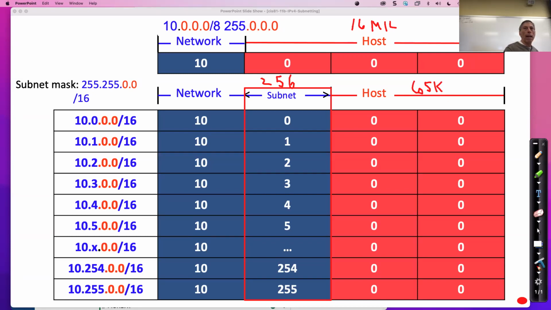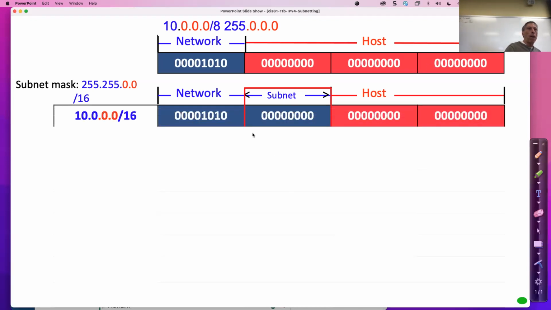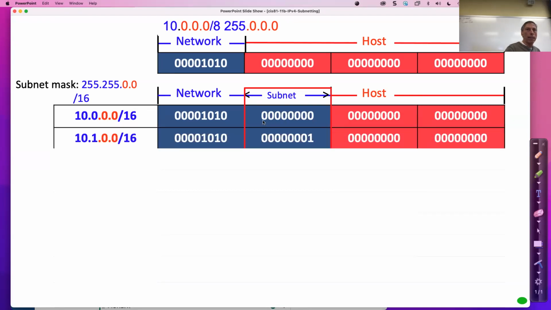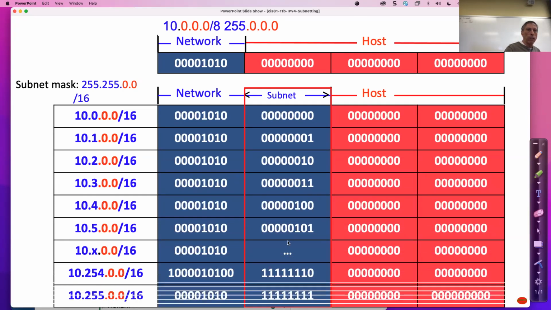And if we want to look at that in binary, let's do that. So here's the 10.0.0.0. And all I'm doing here is I've got to leave this 10 alone, the first 8 bits, because that was given to me. But I've borrowed these 8 bits, extended my subnet mask by 8 bits. So these are now subnets. And I'm just incrementing it by 1 until I get from 8 0 bits to 8 1 bits. And there's all my subnets. Okay. How are we doing so far? Is this making sense?